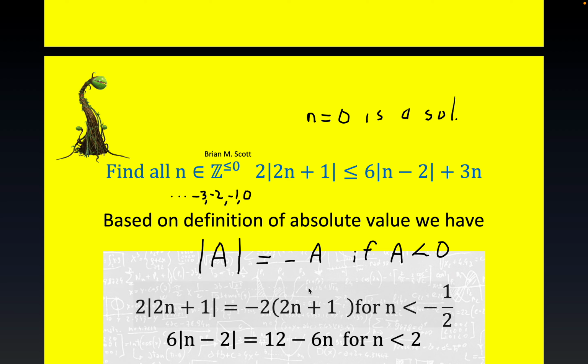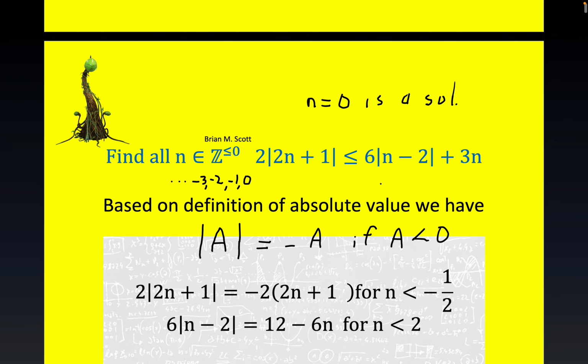Okay, so now we're going to use that because these two absolute value expressions break at these values, minus 1/2 and 2. When n is less than minus 1/2, 2n+1 would be less than 0, right? So that's why we have to place this minus sign here. And similarly, if n is less than 2, then this value between the two vertical bars is also negative. So that's why we have to reverse this. This would be 6n minus 12, but if you apply a minus sign to that, it becomes 12 minus 6n.